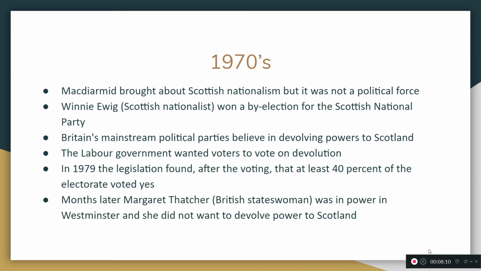So a Scottish nationalist named Winnie Ewing won a by-election for the Scottish National Party. And Britain's mainstream political parties believed in devolving powers to Scotland. So the Labour government wanted voters to vote on the devolution. But in 1979, the legislation found, after the voting on the devolution, that at least 40% of the electorate voted yes. However, months later, Margaret Thatcher, a British stateswoman, was in power in Westminster, and she did not want to devolve power to Scotland.